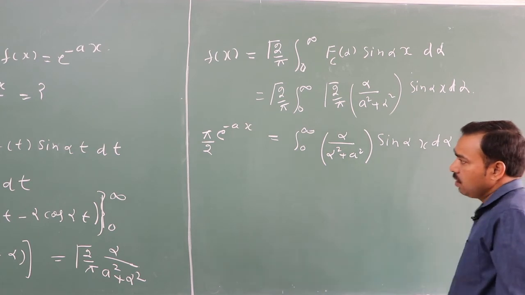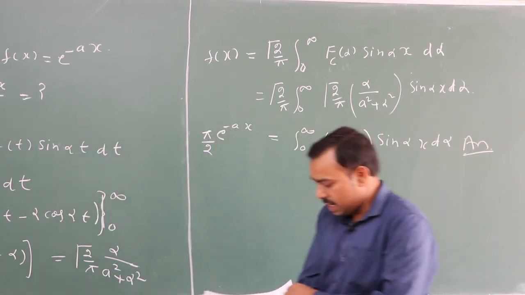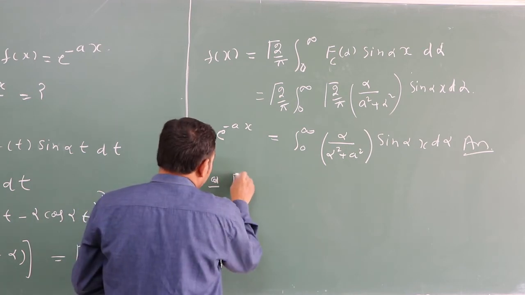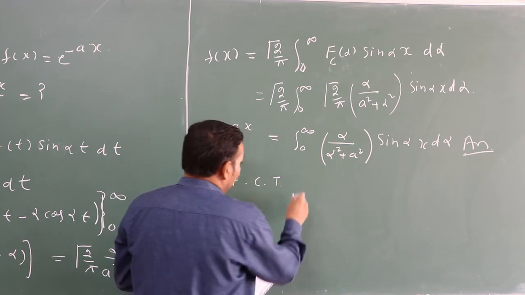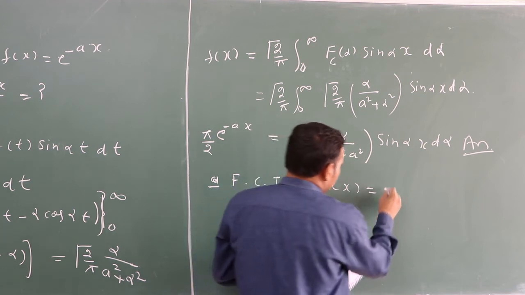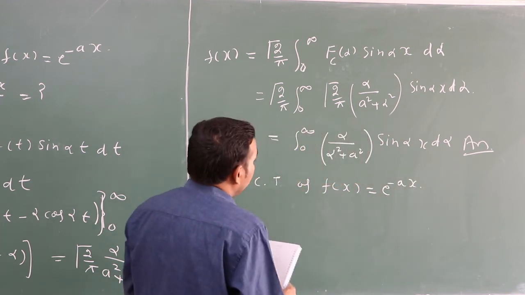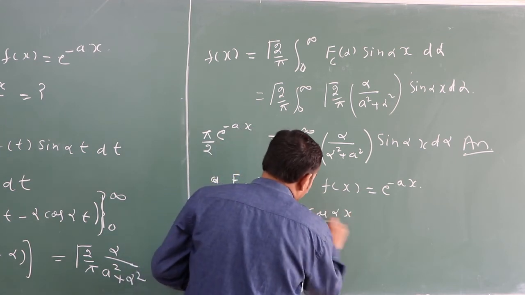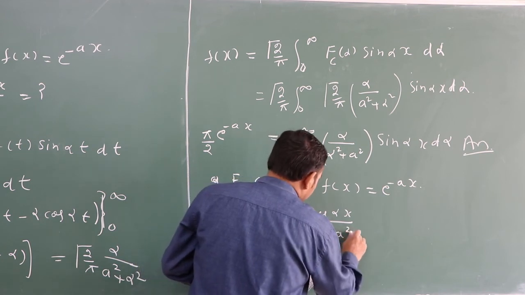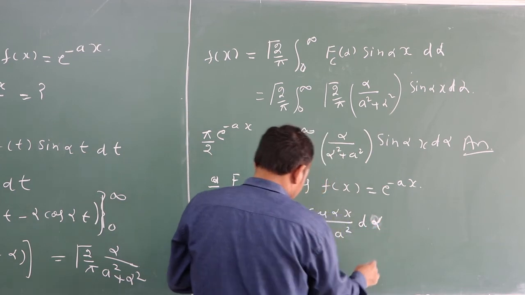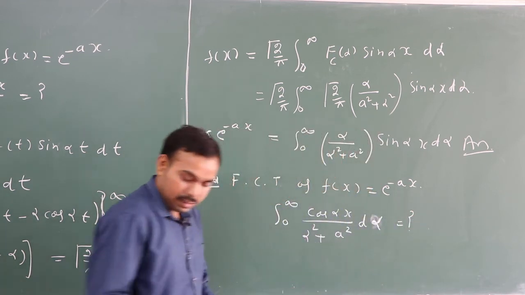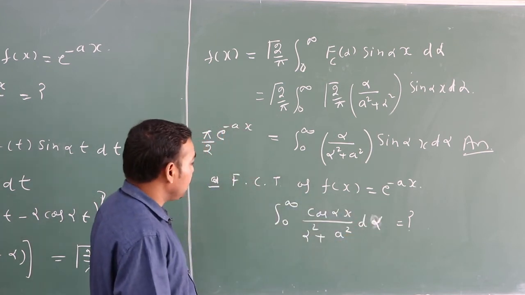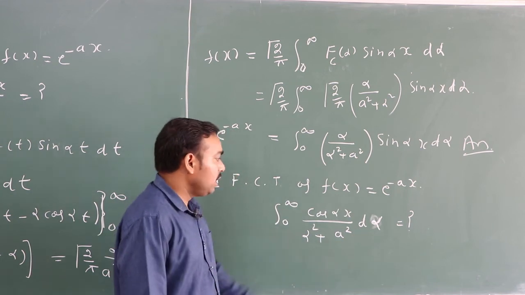Now discuss one more question, that is: find the Fourier cosine transform of f(x) equal to e to the power minus ax, and with the help of this evaluate the integral 0 to infinity cos alpha x upon alpha square plus a square d alpha. Means find the Fourier cosine transform of f(x) equal to e to the power minus ax, and with the help of this evaluate this integral.